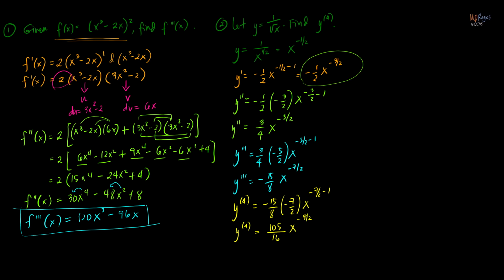Okay, now we just have to simplify the exponent. The exponent is negative, so we have to write x raised to -9/2 in the denominator. So it's 105 over 16x raised to +9/2. Now, in radical form, because the given is in the form of a radical, the fourth derivative of y with respect to x is equal to 105 over 16 x to the fourth square root of x. This is the fourth derivative of the function.